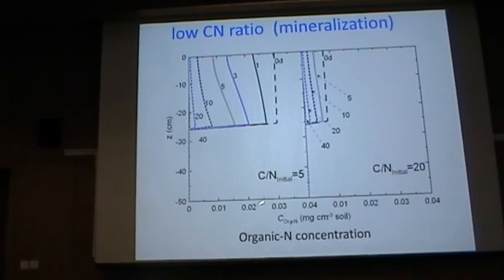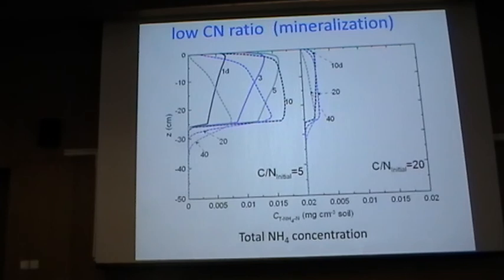The same is true for the organic nitrogen, but the lower CN ratio, of course, has higher concentration. Then this reduction goes to the humus and the liquid phase of the ammonia. Then, because of the high amount of ammonium, the ammonium concentration is greater for CN5 than for CN20.